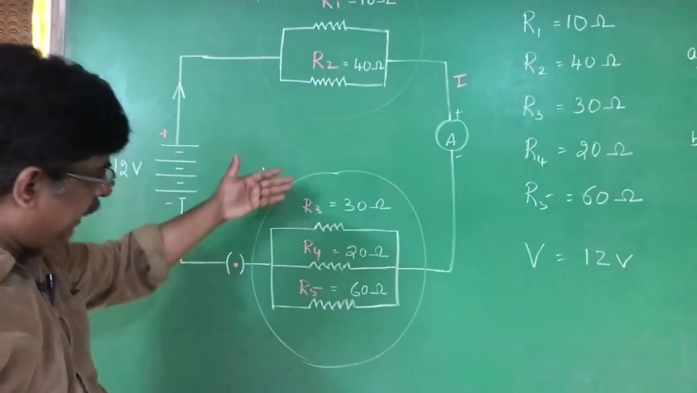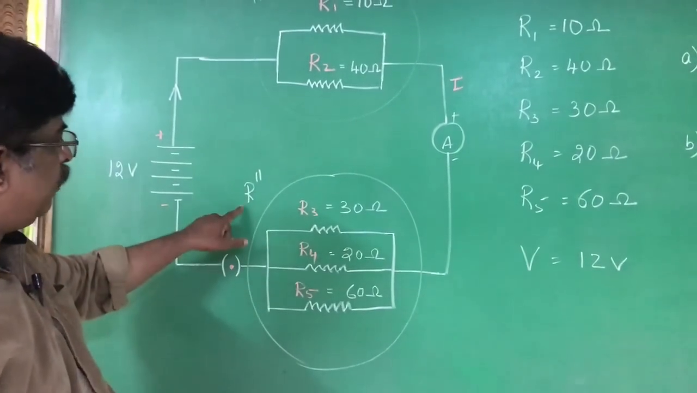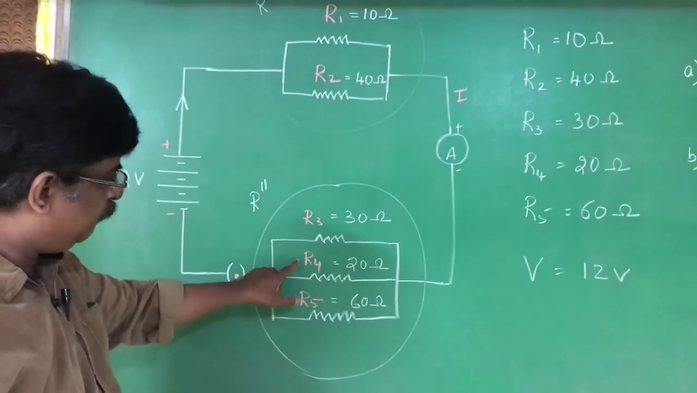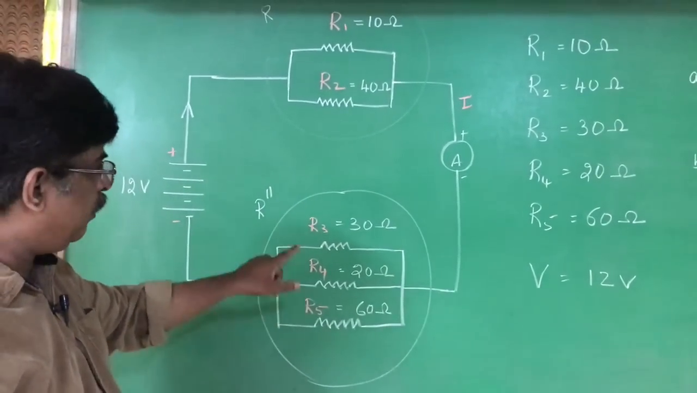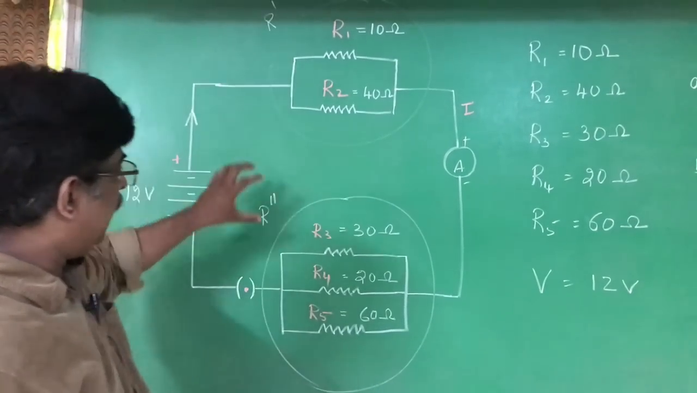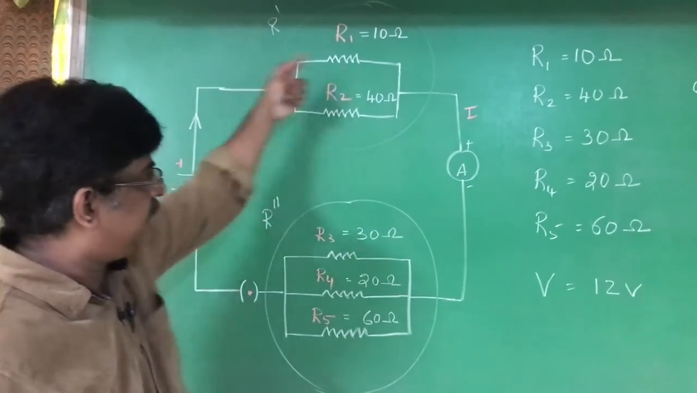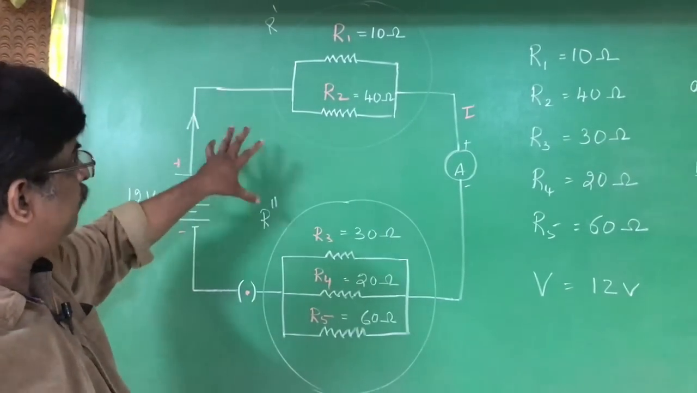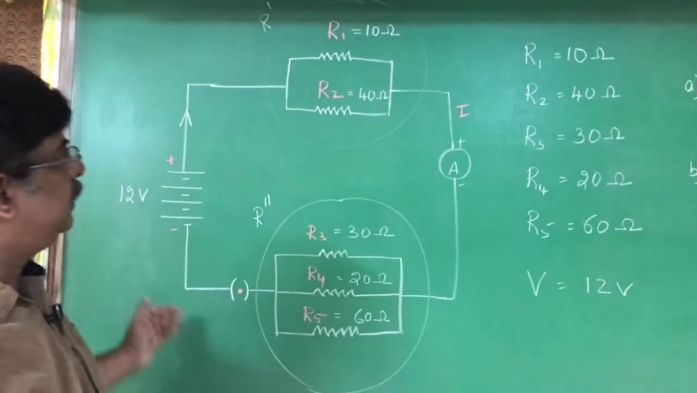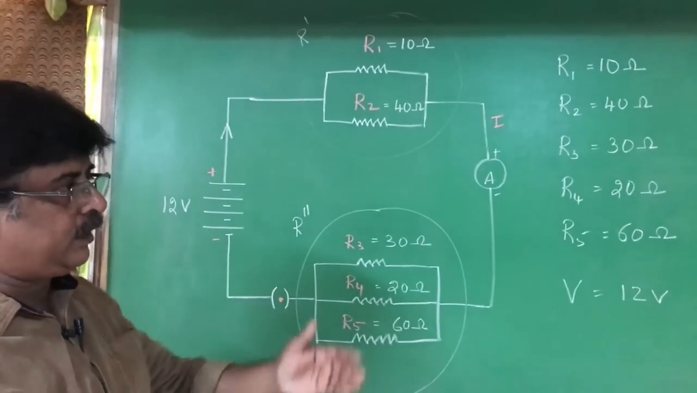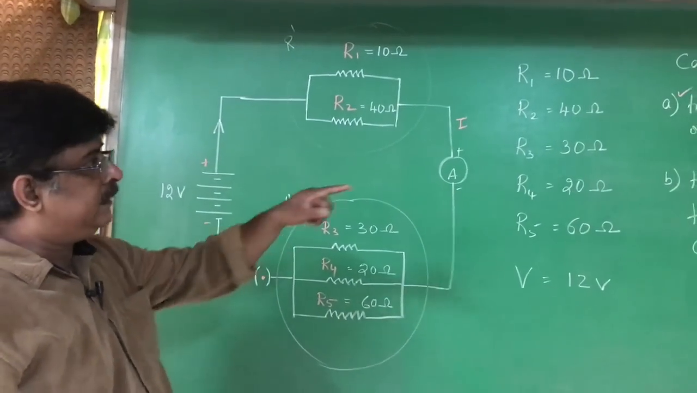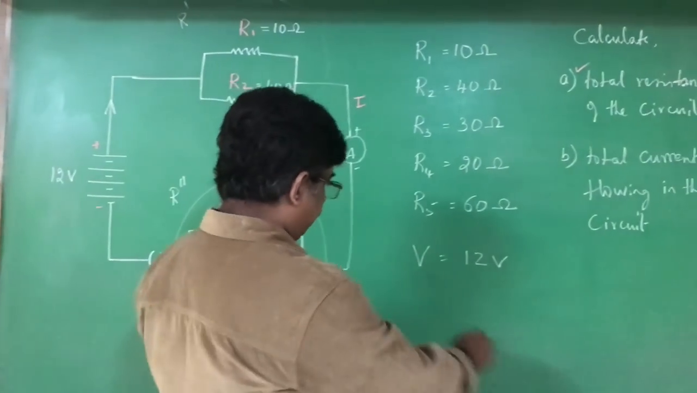R double dash, again they are in parallel. Therefore, 1 by R double dash is equal to 1 by R3 plus 1 by R4 plus 1 by R5. I got R double dash as 10. R dash and R double dash both are in series, in a straight line. Therefore, by adding these two, I get the total resistance of the circuit. Total resistance of the circuit, I got it as 18 ohms. See, then what he is asking, the second part I do it here only.